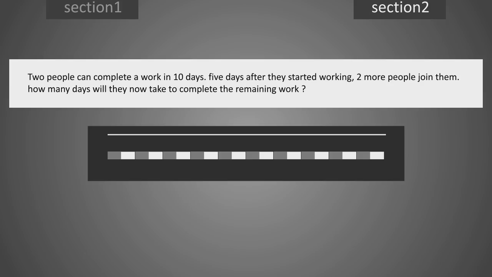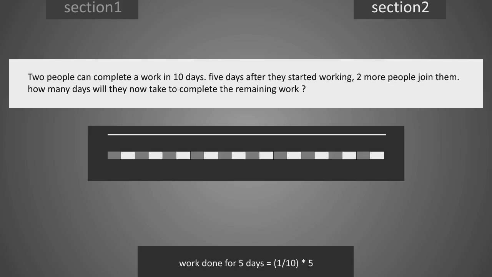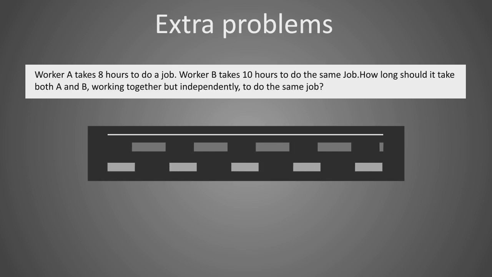Step 2. Follow through different conditions. Here it is to go through the work done by 2 people for 5 days, then find the remaining work and see how many days it will now take if 4 of them work together. So go on, give it a try.